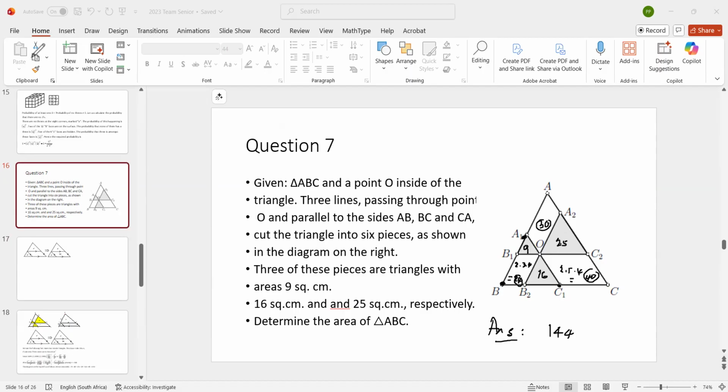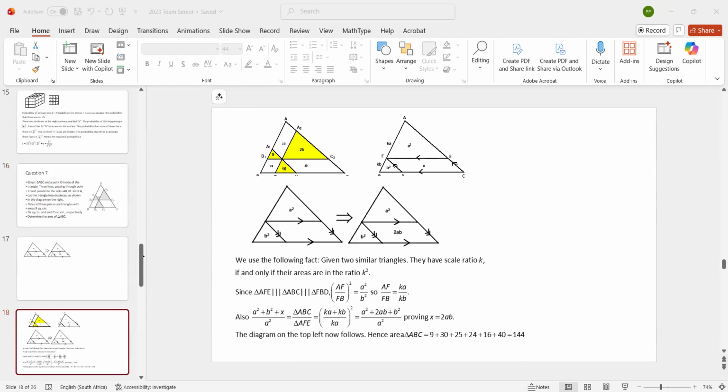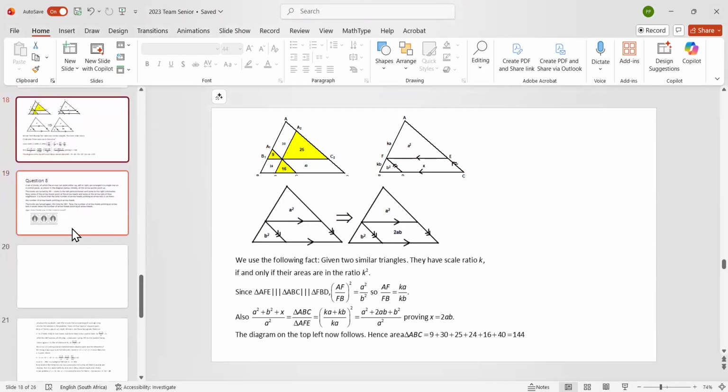Okay, so that takes us now to the next question. Well, let's just see. So there it is, right at the bottom: 144. All right. So this is the solution that I worked out before coming to this class, and it's the same as what we just came to. Okay.